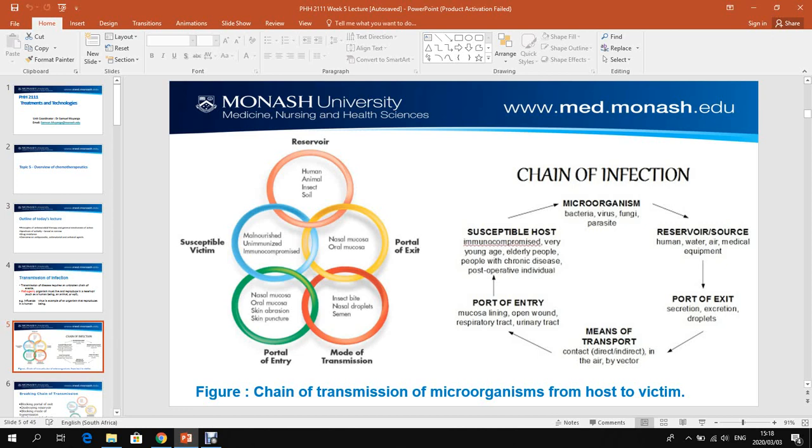What does this mean? A susceptible victim must be in a certain condition. For example, a malnourished individual, or an unimmunized individual, or an immunocompromised individual. A susceptible victim is a victim that lacks resistance against such pathogens. A human body is designed to resist infection under normal circumstances.